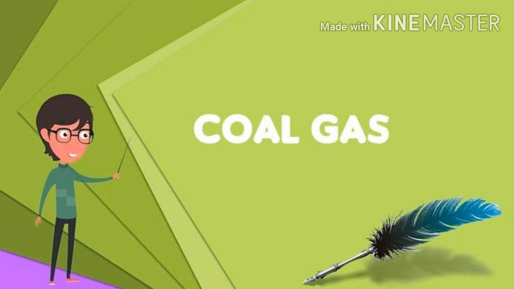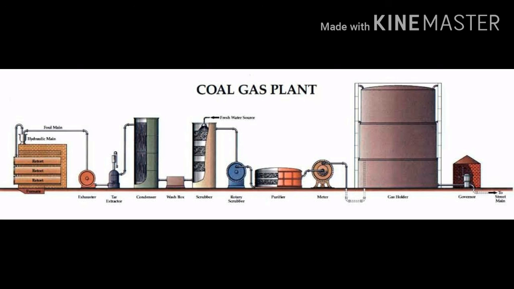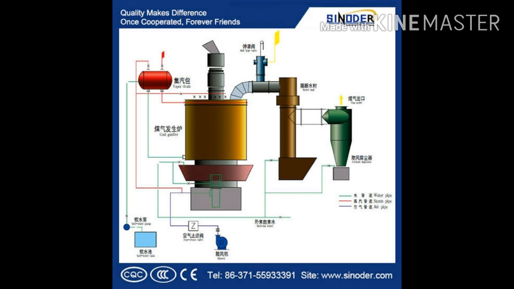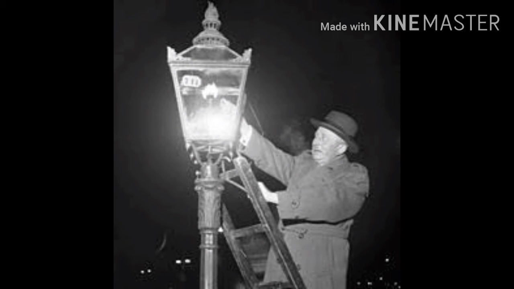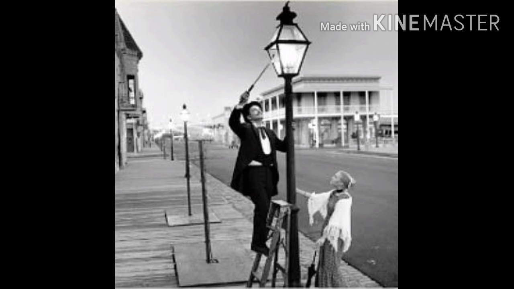Now let's come to coal gas. Coal gas is obtained during the process of processing coal to get coke. It is used as a fuel in many industries situated near the coal processing plants. Coal gas was used for street lighting for the first time in London in 1810 and in New York around 1820. Nowadays, it is used as a source of heat rather than light.